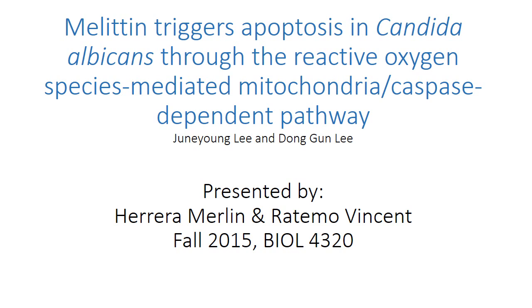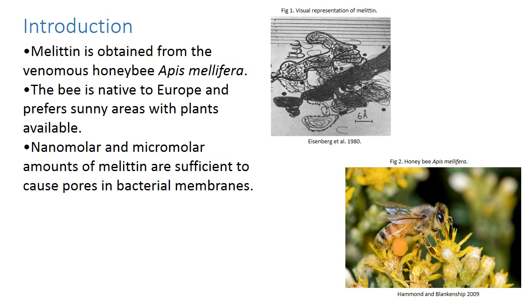We will be discussing the paper called Melittin Triggers Apoptosis in Candida albicans through the Reactive Oxygen Species-Mediated Mitochondrial Caspase-Dependent Pathway. Now, melittin is a poison, a toxin that is found in the poisonous honeybee, Apis mellifera, and this bee prefers warm weather with lots of vegetation, lots of trees around. This bee is native to Europe.